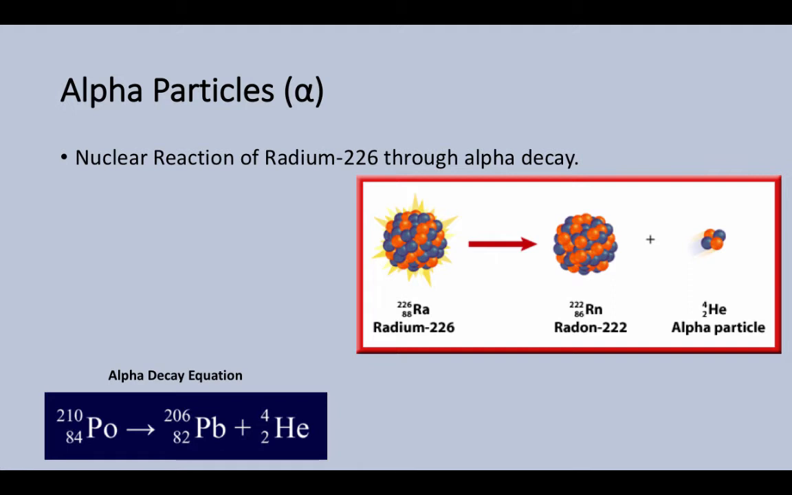The way that you would write an alpha decay equation, if you look at my example in the bottom left, you have polonium-210, which has an atomic number of 84, it's number 84 on the periodic table, and it undergoes alpha decay. It loses that 4,2 helium particle, and its top number, 210, drops by 4 down to 206, and the bottom number, 84, drops by 2 down to 82.